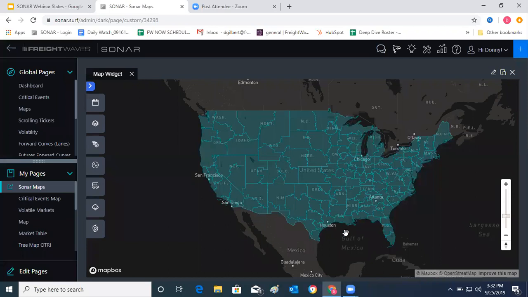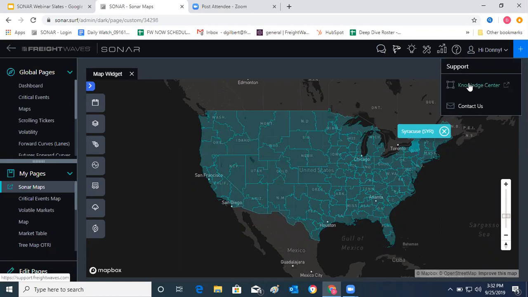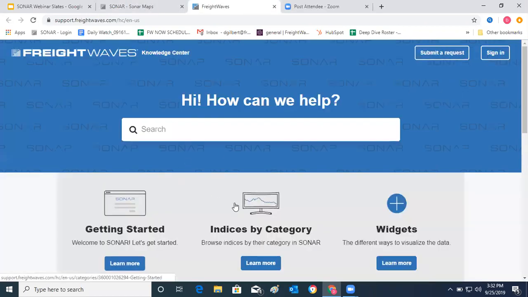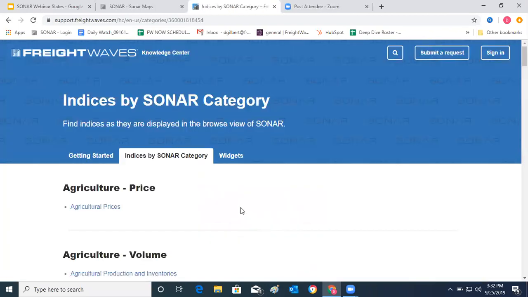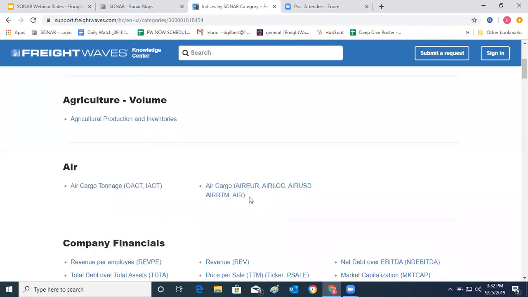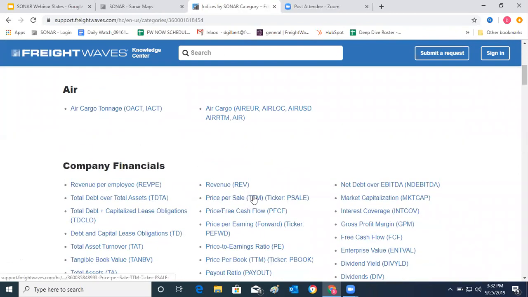As this is bringing up, let's talk about a few things. Up here in the top right-hand corner, we see the question mark with a circle around it. If you click on that, here's our Knowledge Center. Click on Knowledge Center. And down here below is indices by category. Here in the indices by category, we define all the indices that we use in the Sonar system. It would be very wise for everybody to go through these and look at these different indices and read what they're about, why they're important, and of course, also you'll learn the indice code that we use when we're looking at different types of charts.